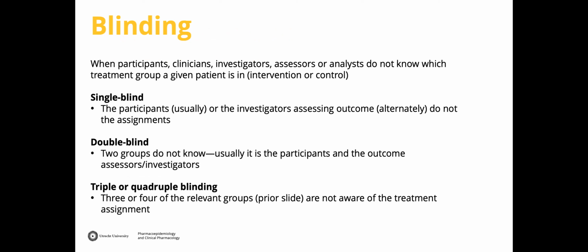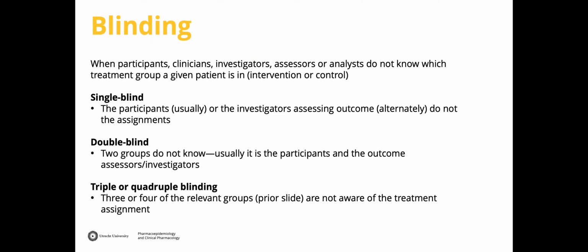So another important characteristic related to randomized controlled trials is blinding. After patients are randomized and the allocation is concealed, blinding essentially means that as the study is progressing, participants, clinicians, and investigators, assessors, or analysts don't know which group the patient is in. So whether they're in the intervention group or the control group.